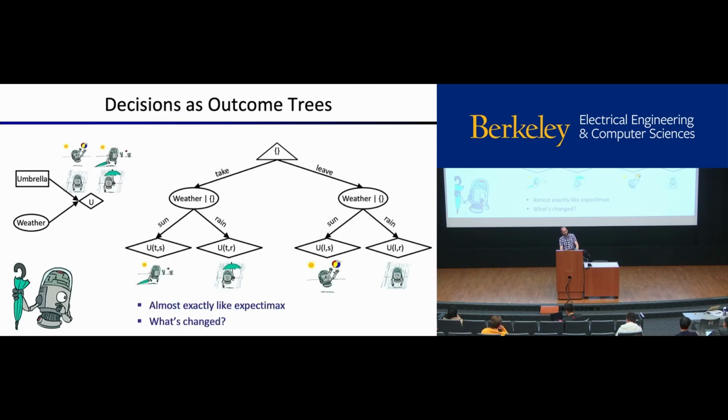So let's rewrite this problem as a decision tree. Here's our action node. We can either take the umbrella or leave the umbrella. These are chance nodes. What's the weather going to be? Either sunny or rainy. And then there's utilities for the 4 different options. So it's almost exactly like expectimax. There's one change between this form and the decision tree form. Can anyone tell me what it is?